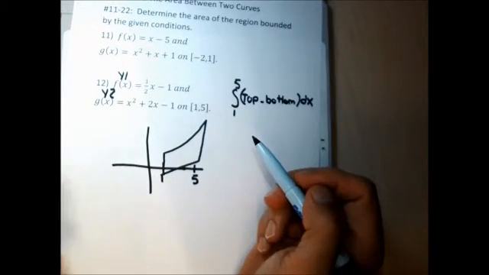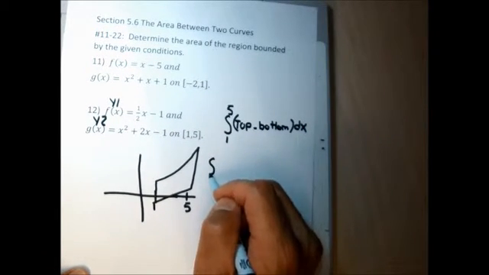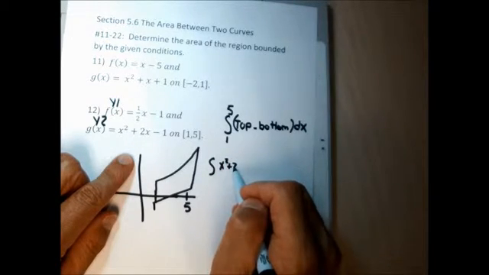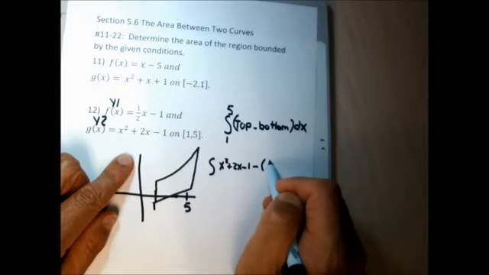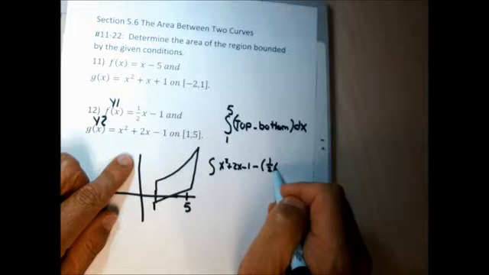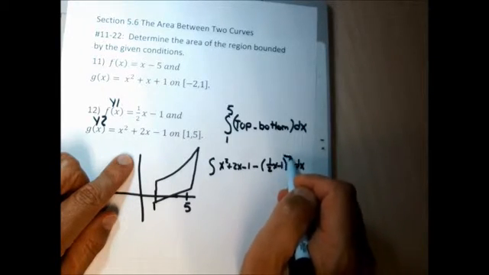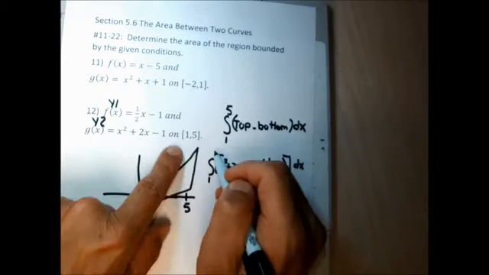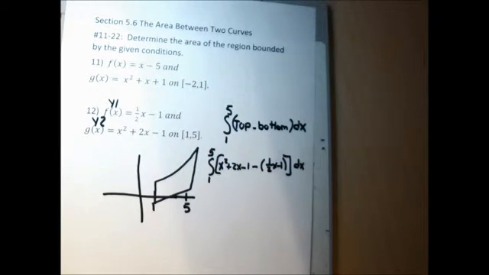So for my problem number 12, I'm going to integrate the top function, which is x squared plus 2x minus 1, minus the bottom function in parentheses, which is 1/2 x minus 1, dx. And it would be nice if I bracketed all this. And I have to integrate between 1 and 5 because I was told I'm finding the area between 1 and 5. Because I'm doing this by hand, it's probably going to be really worth my time to simplify this a little bit.